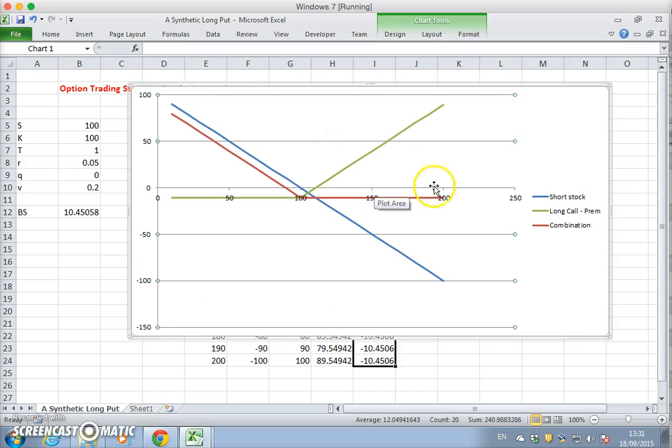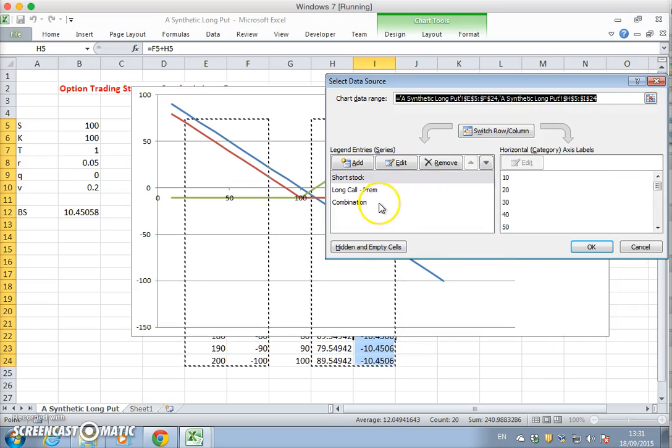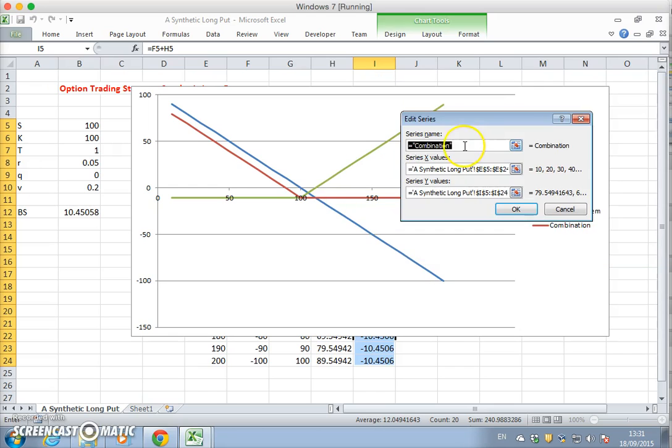So we could just redesignate that as being that combination. Just edit and just say equal to synthetic put.